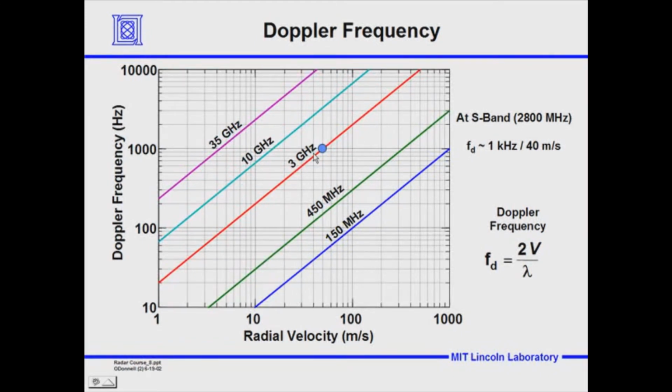So let's just look at a point on the curve. If we look up at S-band, here we have the point we've taken at 3 gigahertz. We have a Doppler frequency shift of a kilohertz, and if we move down, let's see, 10, 20, 30, 40, 50. So it's 50 meters per second for exactly 3 gigahertz. And for 2800 megahertz, it'd shift down a little bit.